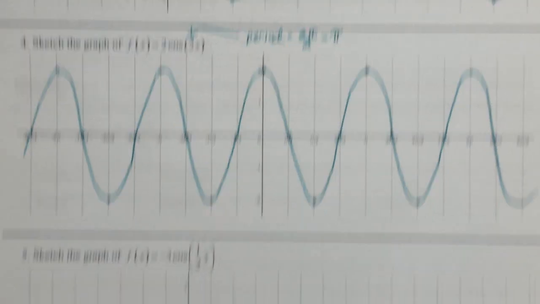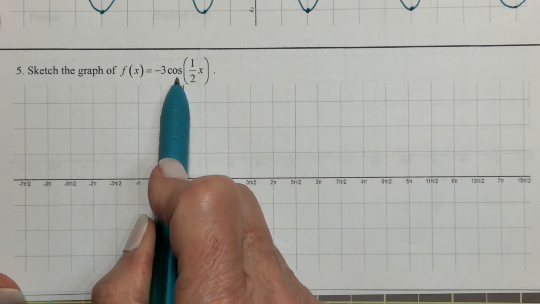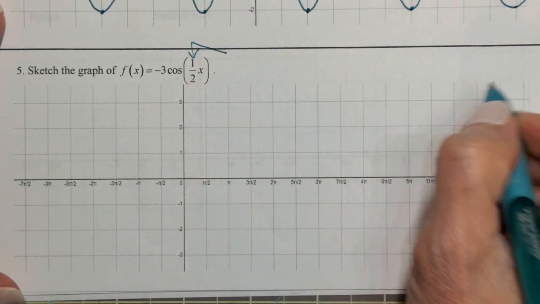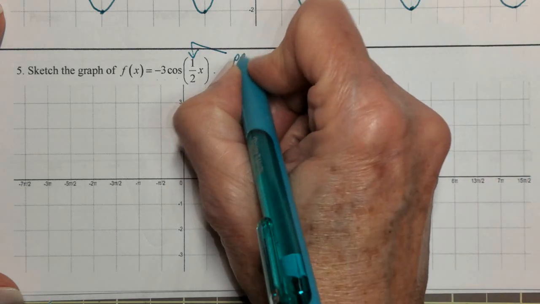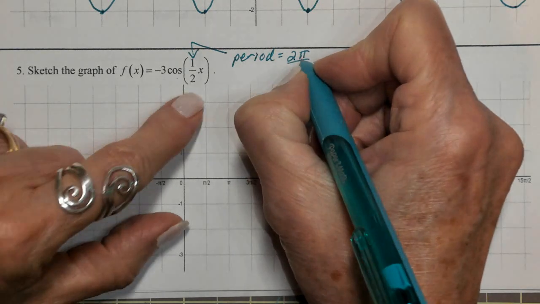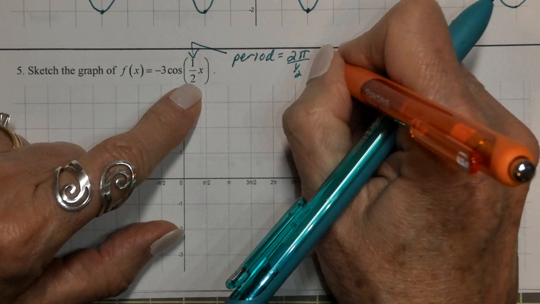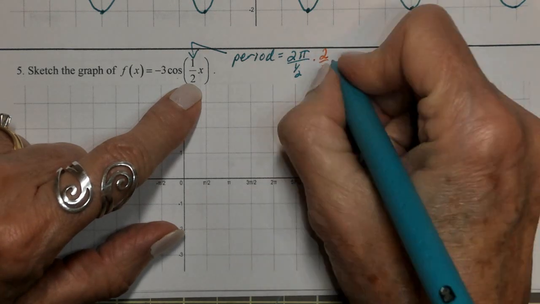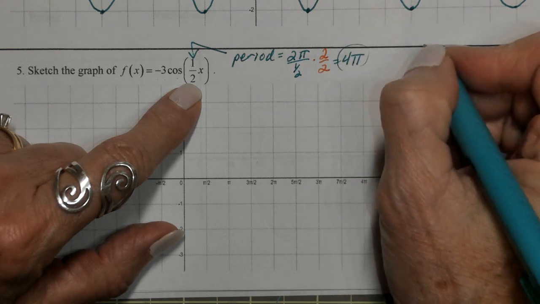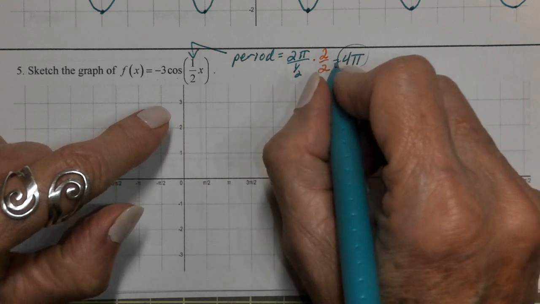Okay? Let's do one more of these. This time we have -3 cosine of 1/2 x. So let's do our period. The normal period for cosine is 2 pi. I divide by the x coefficient. If you multiply top and bottom by 2, we get 4 pi. So our period is 4 pi. Okay. There's no horizontal or vertical shift.